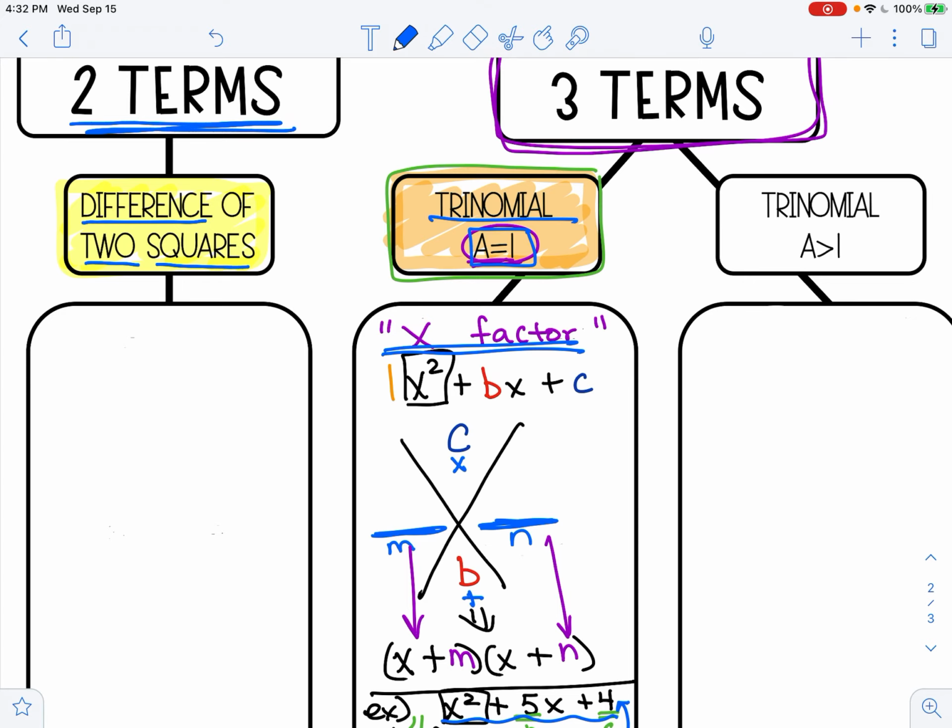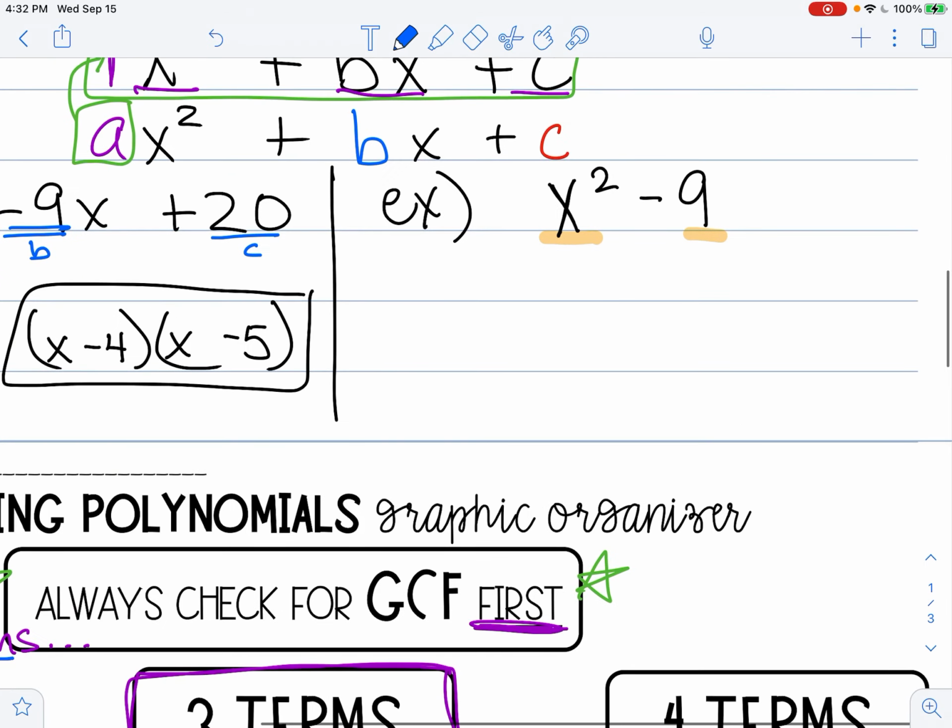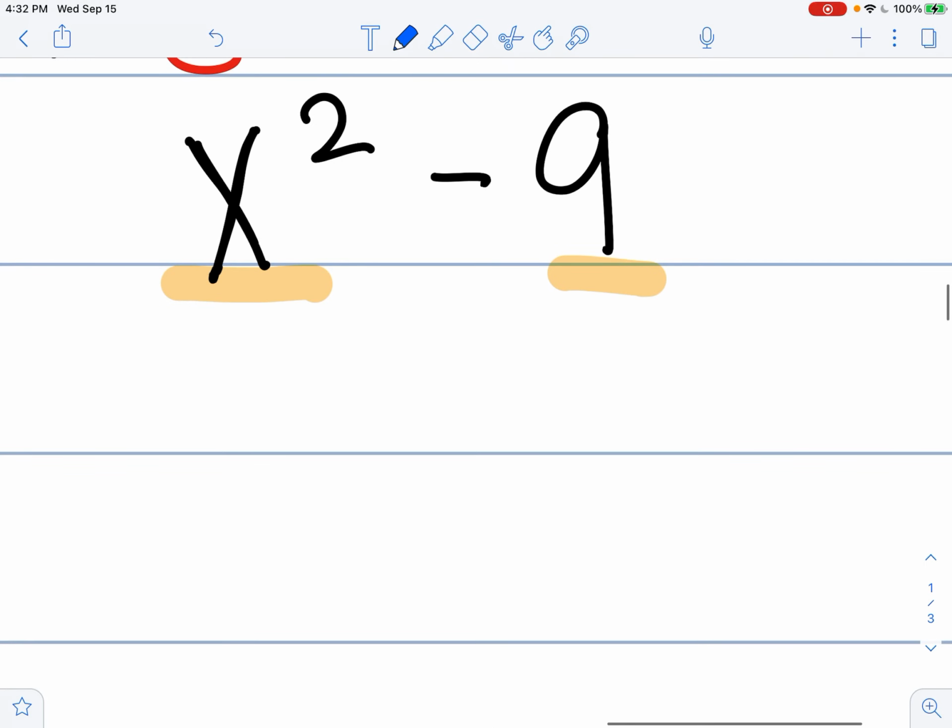So for example, the only way this is going to work is if I look back up here and I look to see, okay, is x squared a perfect square? Yes, it is. Is 9 a perfect square? It is as well. 9 is the equivalent of 3 squared. So we can use this method that we're about to learn. Okay, so let's go over here.